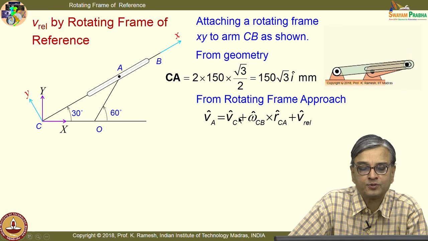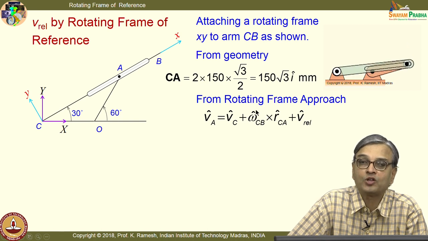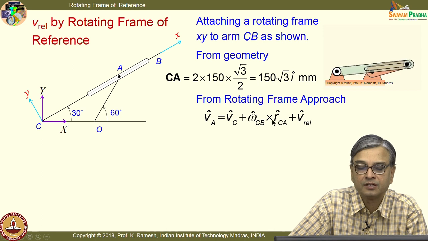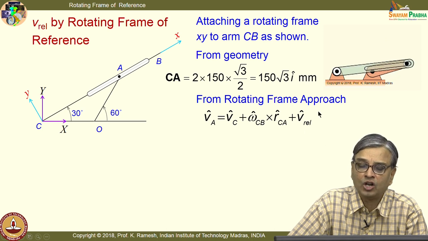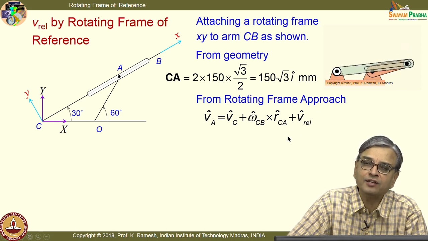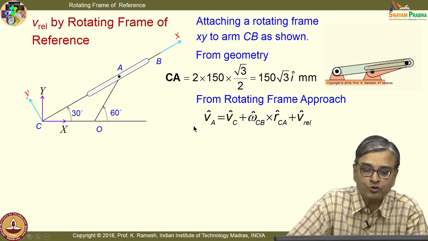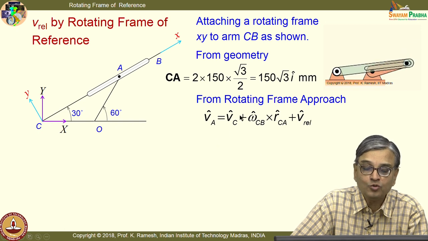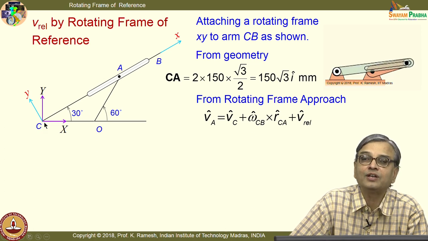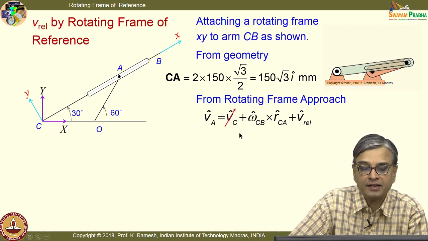That is equal to the absolute velocity of C plus omega of the rotating frame of reference, here it is omega CB, cross the position vector RCA, plus Vxy, which is the velocity a person would observe when rotating with the rotating frame of reference. In this expression, you already know what to write for VC. I have taken C as a fixed point. What is the velocity of that point? Zero. So, that goes off, and I can know from the physics of the problem VA completely.